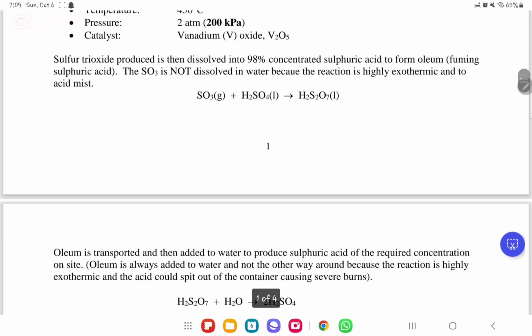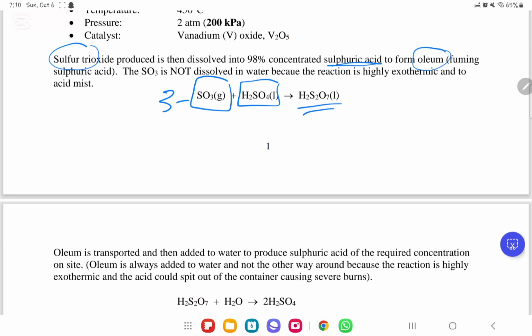Now, we finished which step? We finished step 2. Now we reach step 3. In step 3, we have sulfur trioxide. We produced it from what? From sulfur dioxide plus oxygen. Then it is dissolved into concentrated sulfuric acid. Alright, so our reactants are SO3, which is sulfur trioxide, and our sulfuric acid, which is H2SO4, to form oleum, and our product is oleum, which is H2S2O7. We call this fuming sulfuric acid. The sulfur trioxide is not dissolved in the water because the reaction is highly exothermic and leads to acid mist.